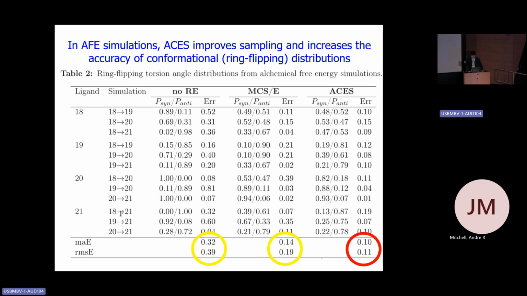Now, all this sounds very good, but it actually comes with a price. Why is that? All the simulations were run with 21 lambda windows for 5 nanoseconds. Is there a way to save some computational resources?